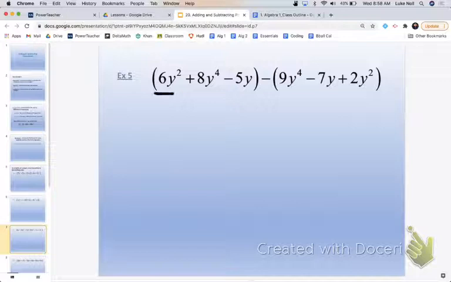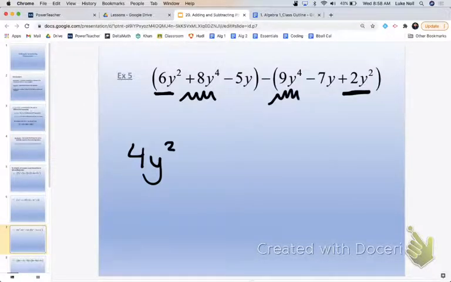All right, so I have 6y squareds, and it has a like term right here. So this is 6y squared minus positive 2y squared. So that's just 6 minus 2, so that's going to leave me with 4y squared, right? Now it says I have 8y to the fourth minus positive 9y to the fourth. Again, this minus applies to everything in here, right? So 8 minus 9 gives me negative 1y to the fourth.